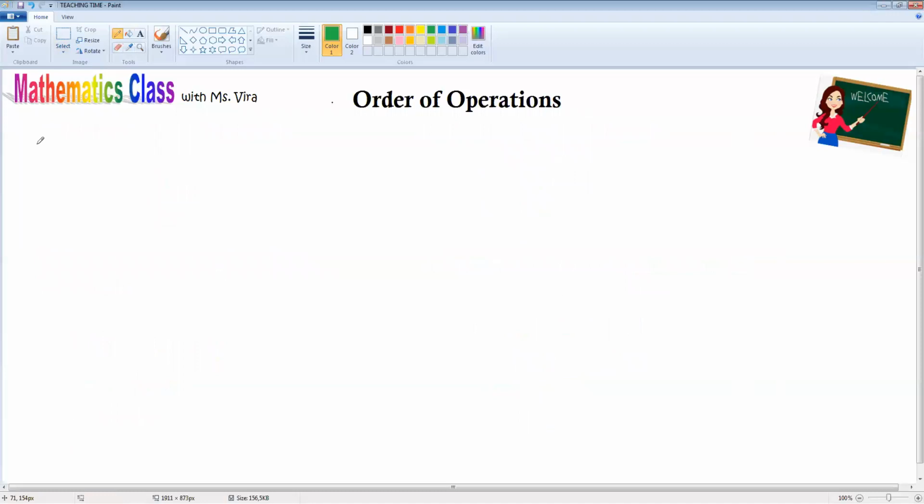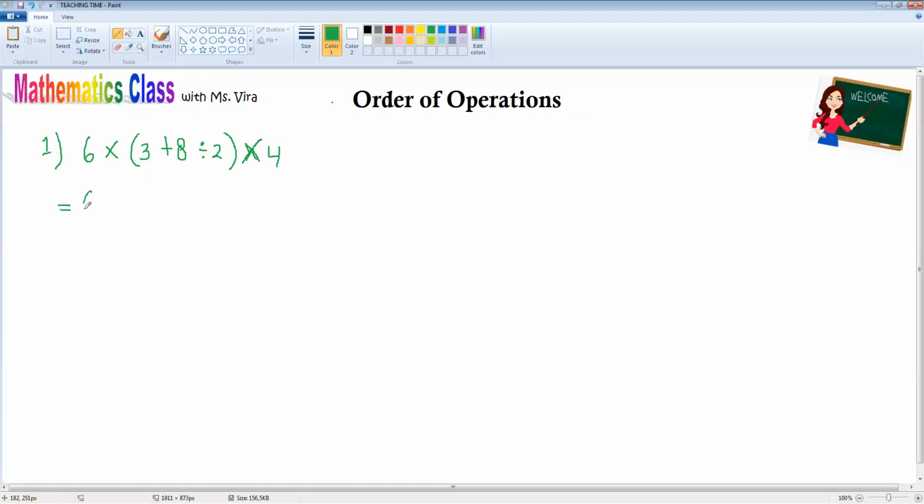Okay, number 1. Here, 6 times bracket 3 plus 8 divided by 2, times 4. Now, if you see that we have to work what is in the brackets first.